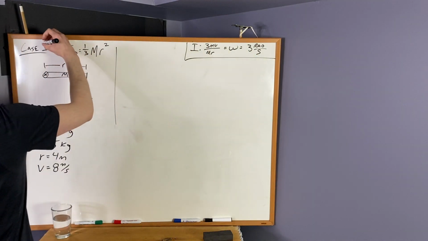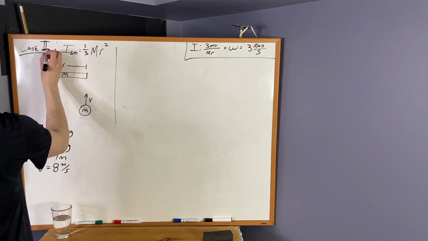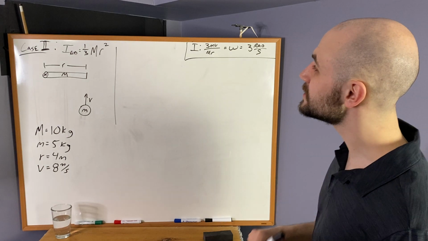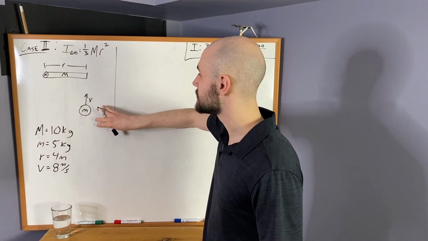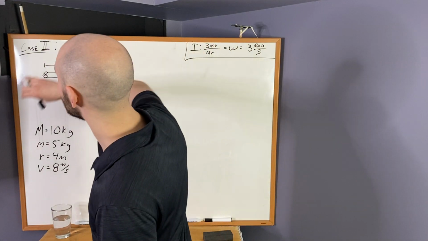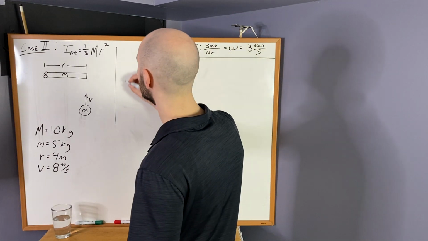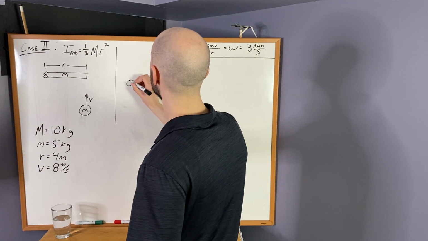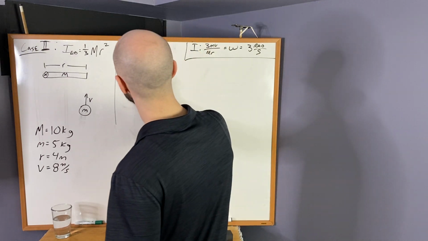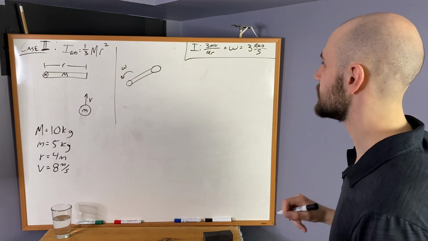Now let's look at case 2. For all 3 cases, the initial setup is going to be the same. Rod at rest, ball's coming in. But for case 2, what's going to happen is the ball is actually going to stick to the rod, and now the rod and the ball are going to rotate all together. So now, after the collision, we have our rod with our object now fixed to the other end, and this all together is going to have some angular velocity.